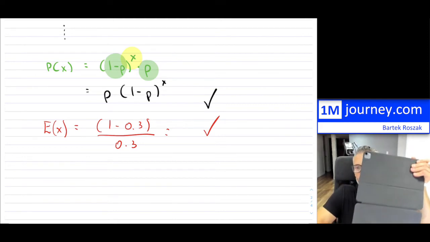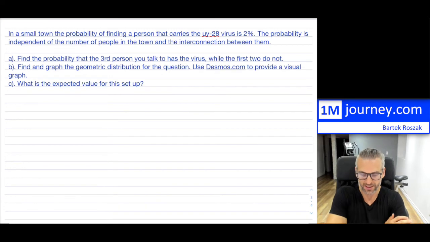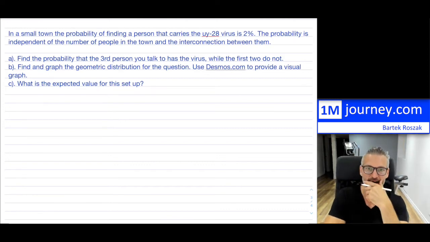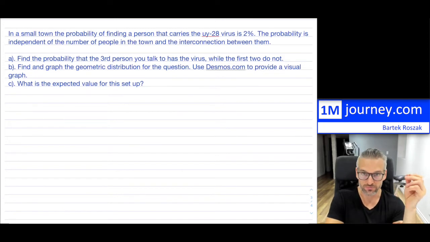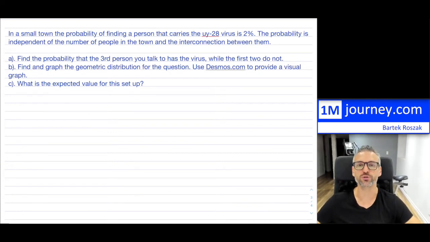So here is another example with the geometric distribution, where I'm going to come back to an example that I did with the binomial distribution. I'll put the link to the binomial distribution with this example up above if you want to link back to it. In here for the geometric distribution, it says: in a small town, the probability of finding a person that carries the Y28 virus is 2%. The probability is independent of the number of people in the town and the interconnection between them. Find the probability that the third person you talk to has the virus while the first two do not.